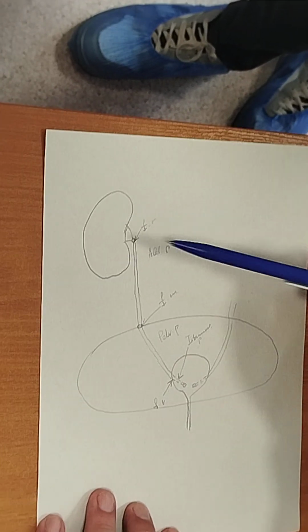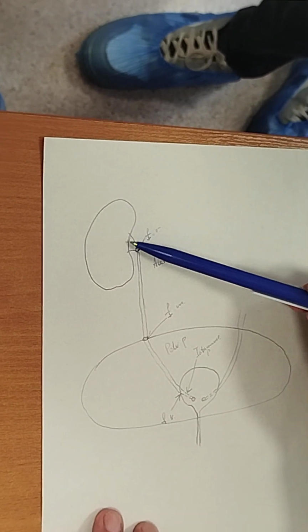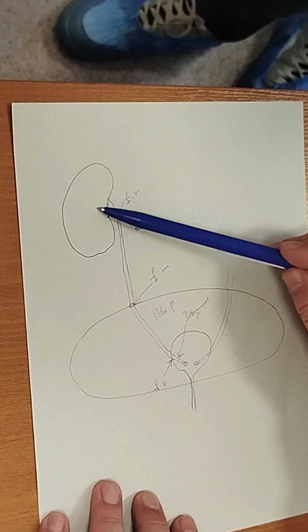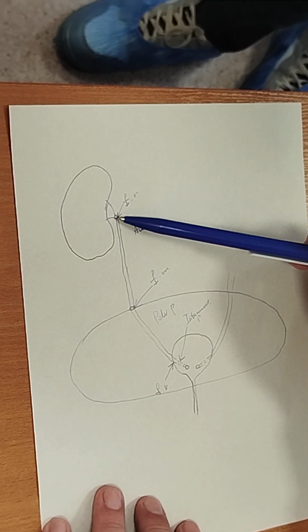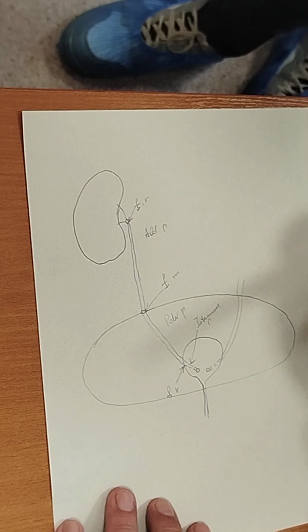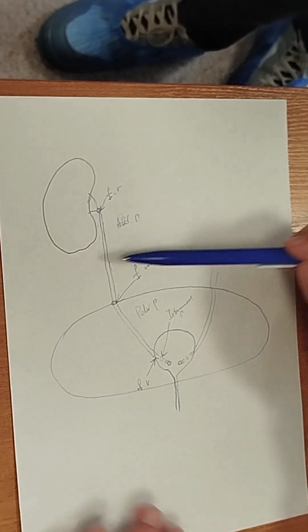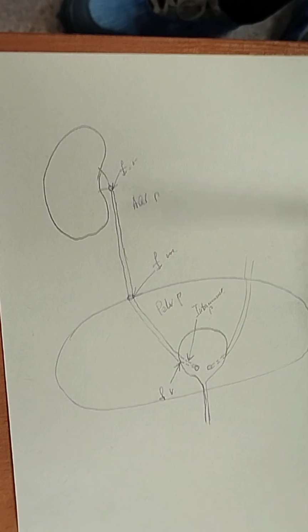Why is it important to remember about these constrictions? Because when a urinary stone from the kidney passes through the ureter, it can stay in each of these constrictions, and first of all, it is painful, and it blocks the passage of urine, so hydronephrosis can develop in this case.